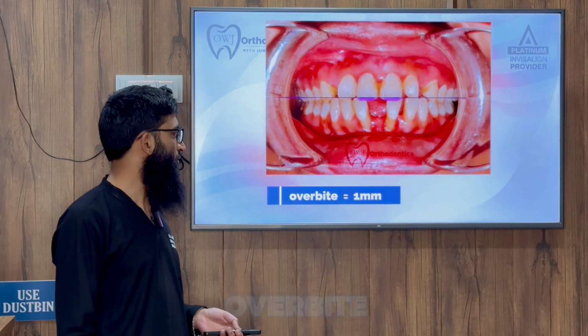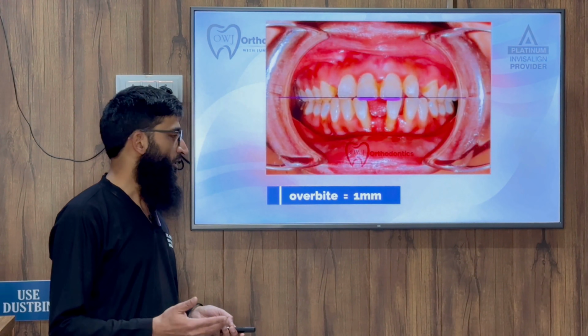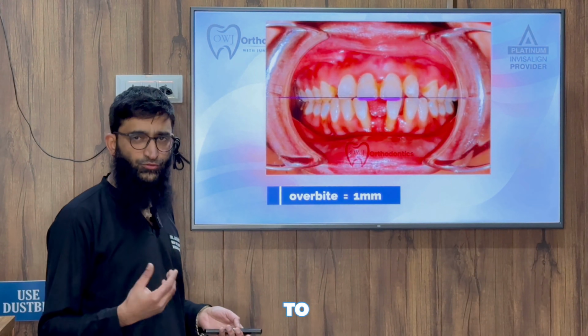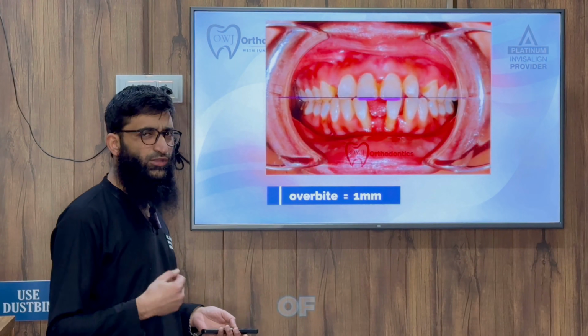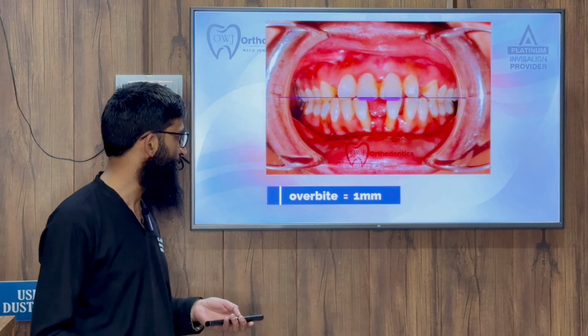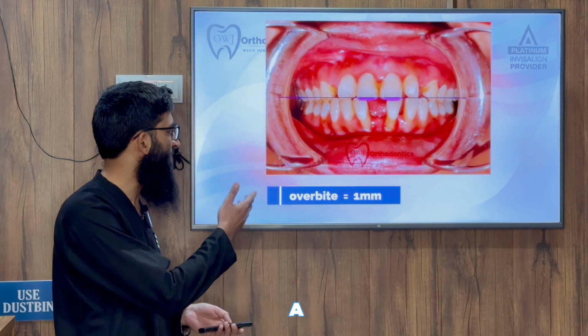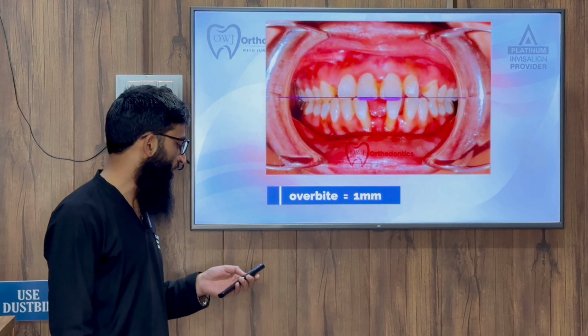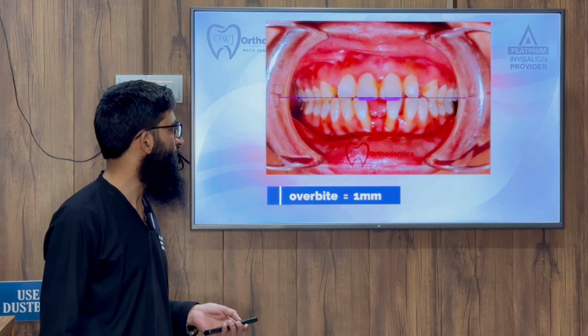Now the overbite: ideally the overbite remains 2 to 3 mm. The overbite here is 1 mm because of excessive proclination. This is shown by a color. We can see only 1 mm of overbite is there.